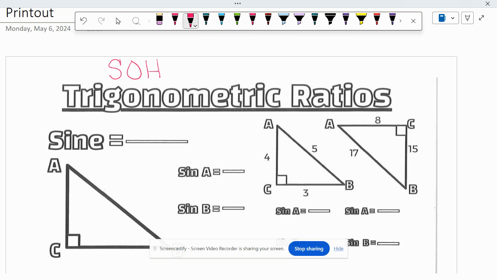You have no space on the top at all? Okay, then write it on the side. Write it off to the side.